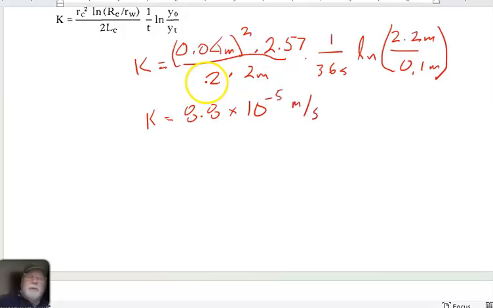Is that high or low? 10 to the minus 5 meters per second would be 10 to the minus 3 centimeters per second. The only number I have in my head for landfills: a liner has to be less than 10 to the minus 7 centimeters per second. So this is pretty high. And that comes out to 7.6 meters per day. So again, hydraulic conductivities can vary widely.